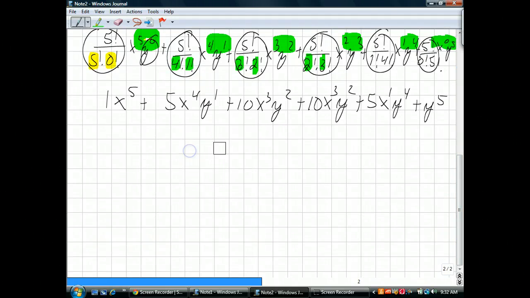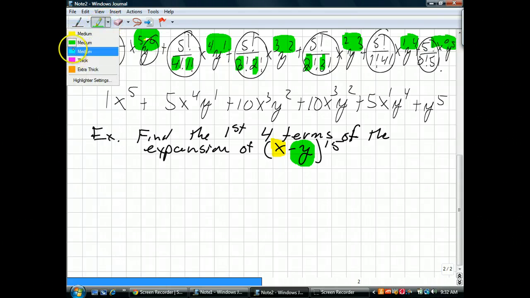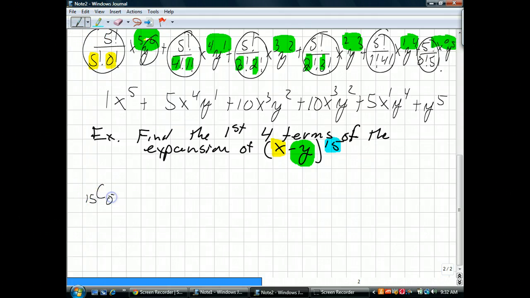So, example. Find the first 4 terms of the expansion of x minus y to the 15th. Now, in this case, our a term is x, but our b term is negative y, and our n is 15. So, it's going to be 15 combinations of 0, x to the 15, negative y to the 0.